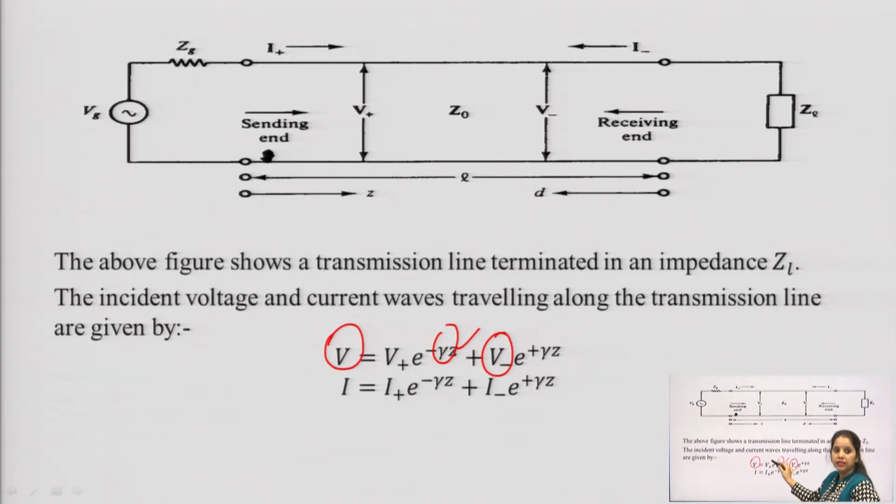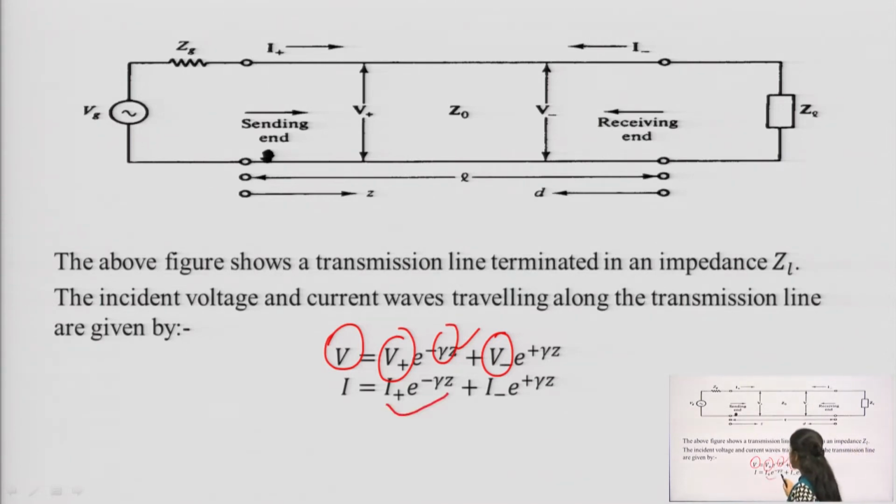The propagation constant term is always with the negative sign because there will be reduction as the wave propagates from the sending end to the receiving end. V plus shows the direction of a wave from the sending end to the receiving end, and V minus shows the direction of a wave from the receiving end to the sending end.